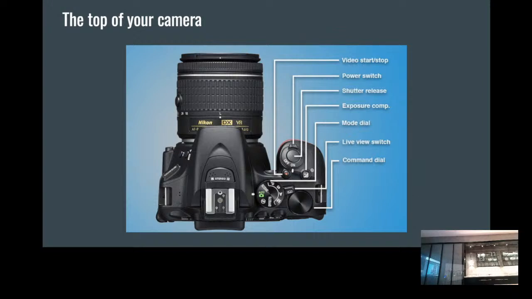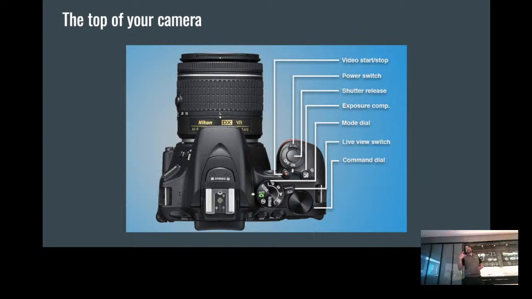And then the command dial is the last one that I'll talk about. The command dial is basically your beginning, your ability to switch certain features on there. That could be the shutter speed, that could be the aperture, depends on the camera model, make, and what exactly is going on.